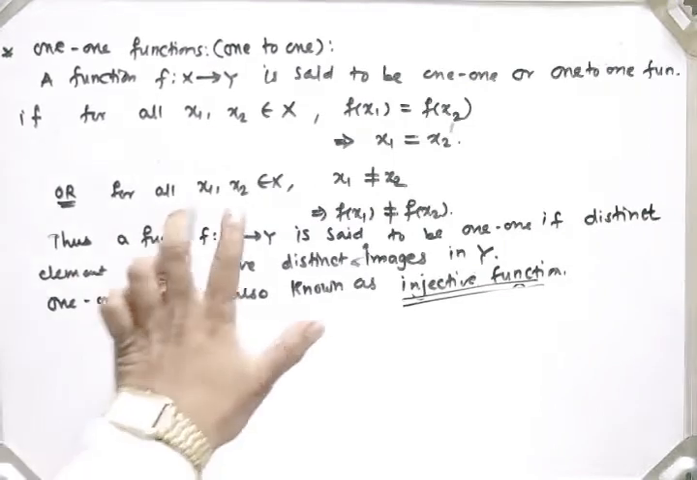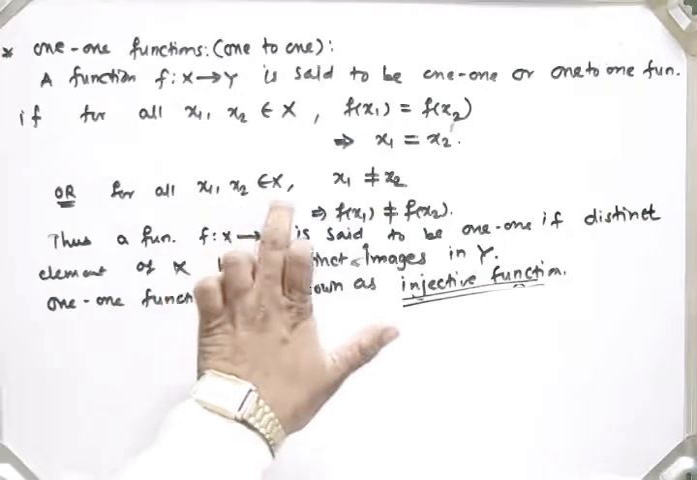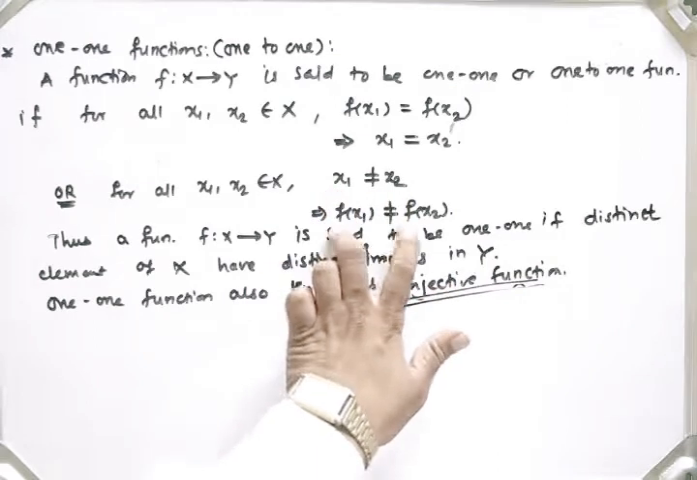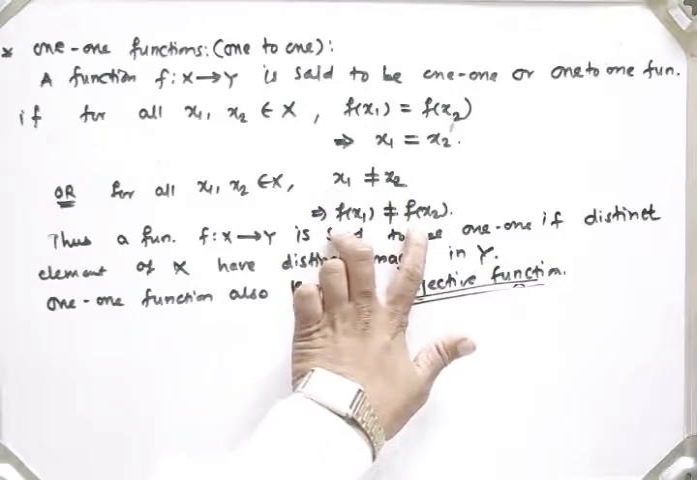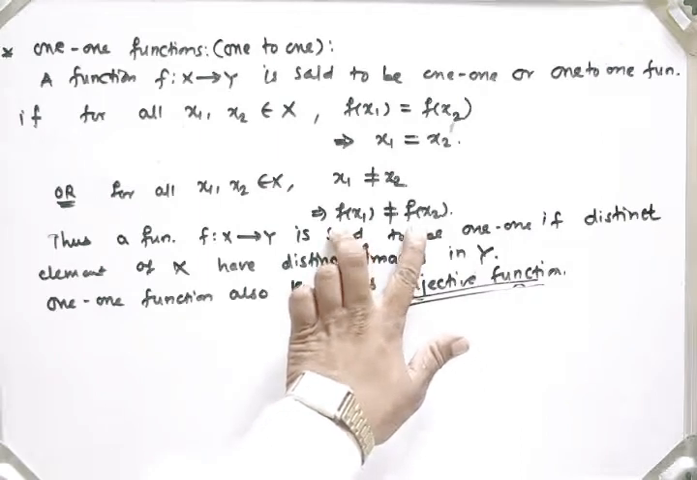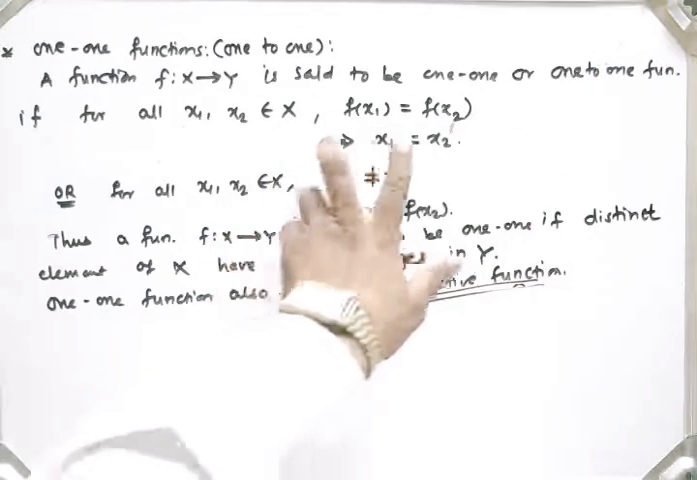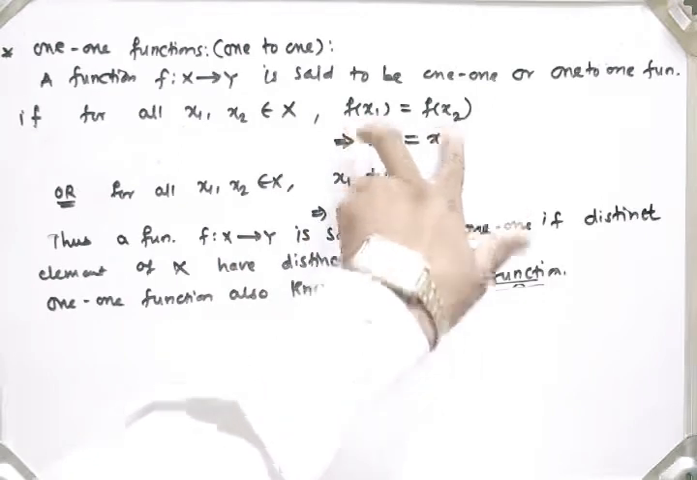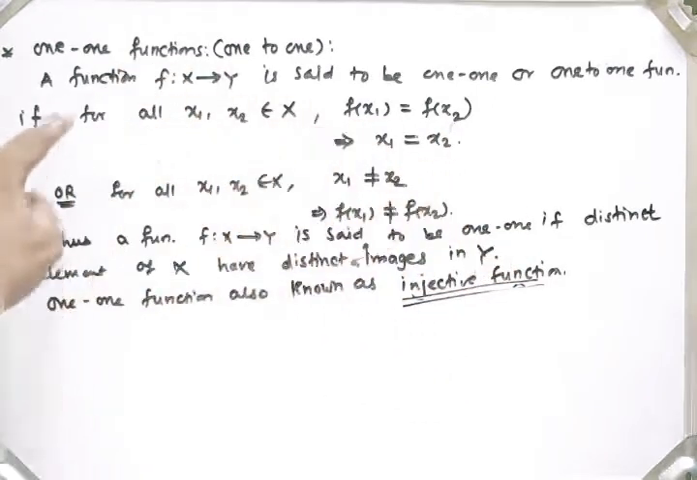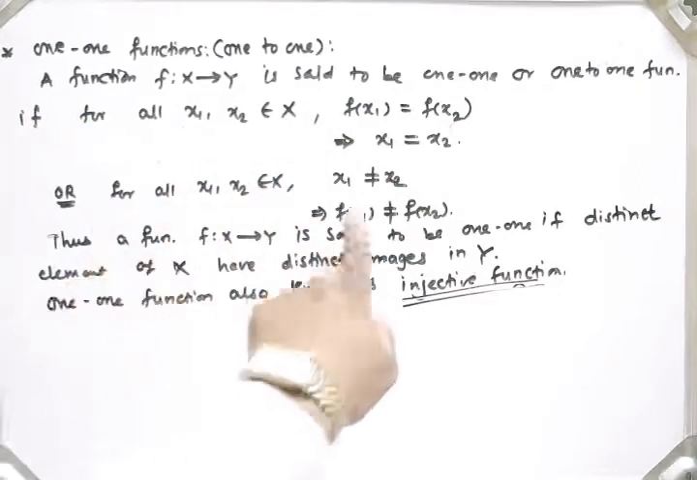To show a function f from X to Y is 1-1, you can show by using this: if I take any two elements from set X, and if x1 not equal to x2, then show that f of x1 not equal to f of x2. If this condition is satisfied, then we say that function f from X to Y is 1-1. Or you can show, if two function values are equal, then show that their values are equal. Now you can prove using this condition or this condition.